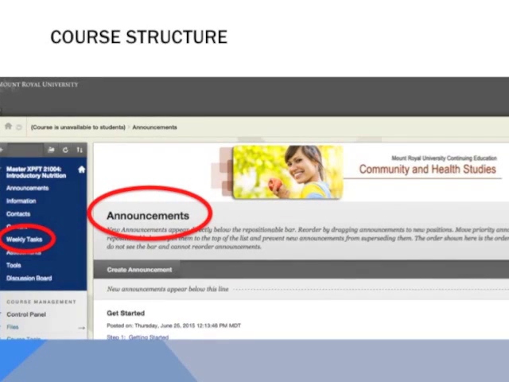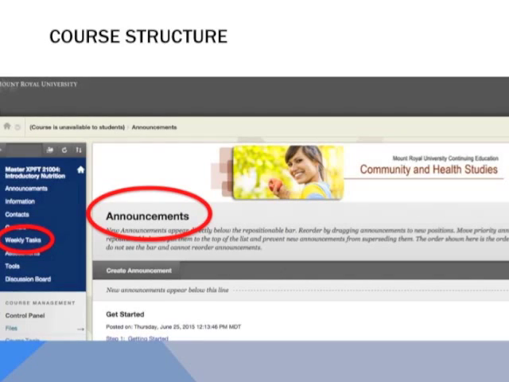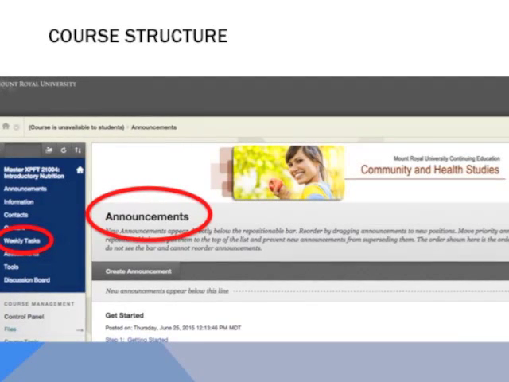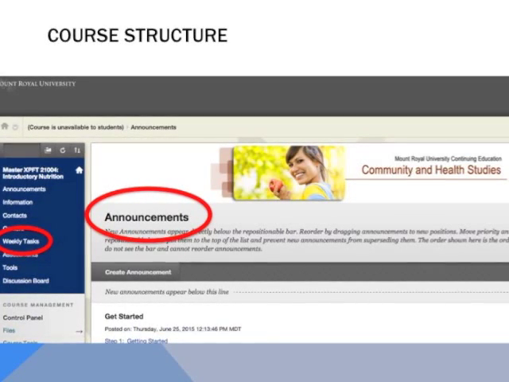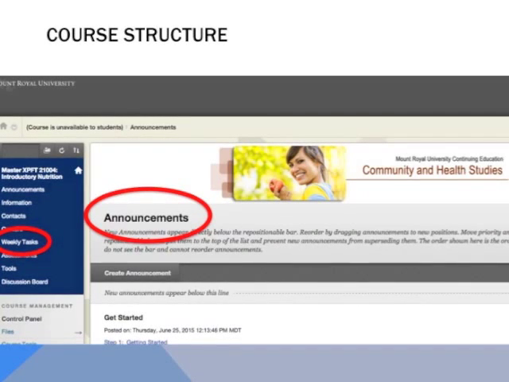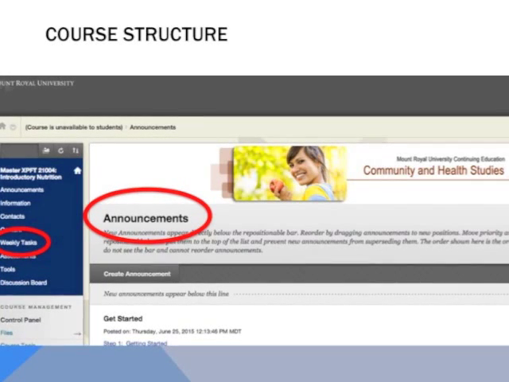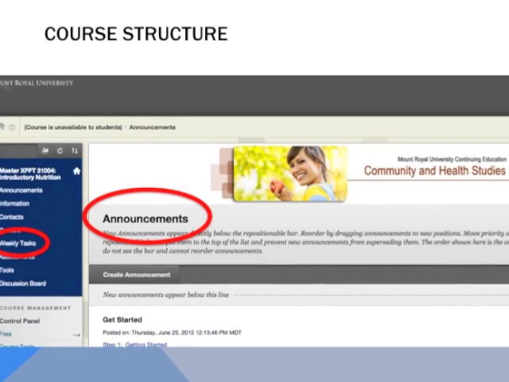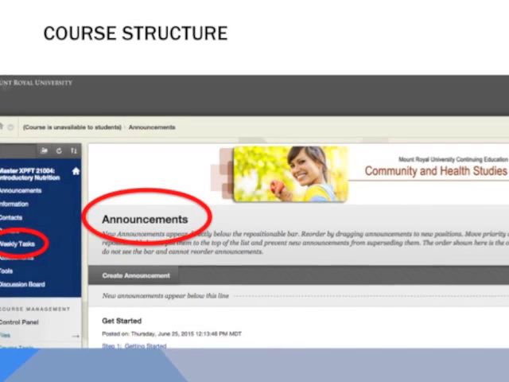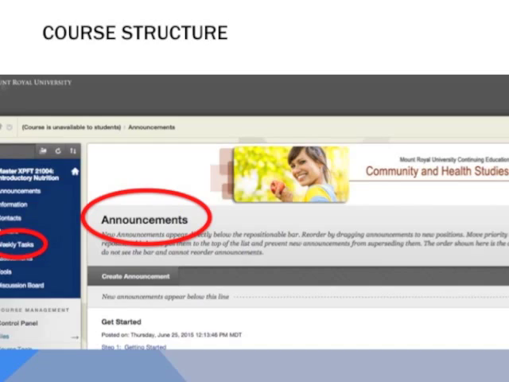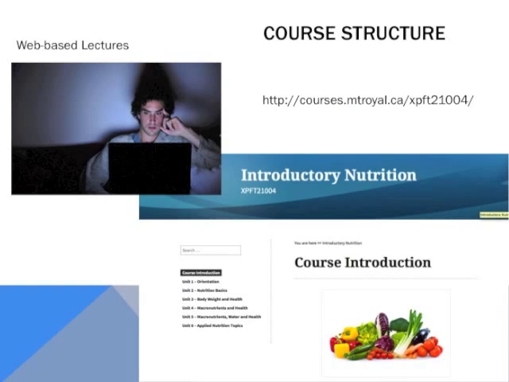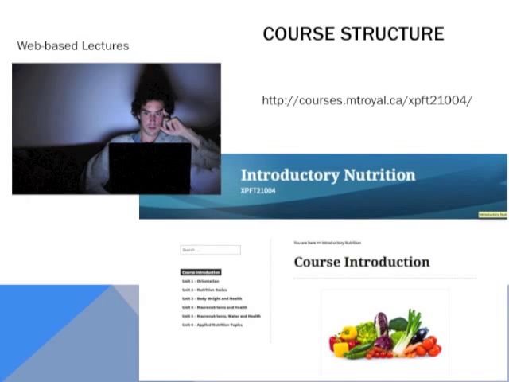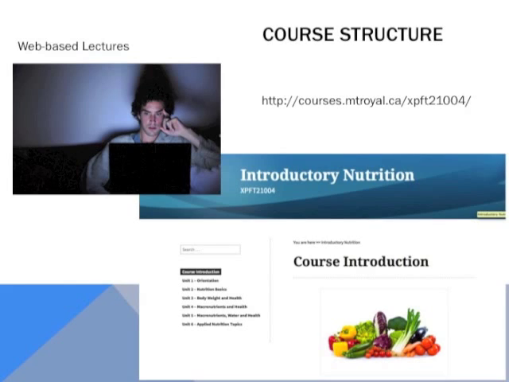At the beginning of the week, I will post an announcement on Blackboard with detailed instructions and timelines. To access these instructions and links that will direct you to each activity, just click on the Weekly Tasks tab on the left-hand side of the screen on Blackboard. Each week, these activities will include web-based lectures. It's a good idea to bookmark the course website as it will be your go-to location for course content, while Blackboard will be used for all communication, discussions, and assignments.